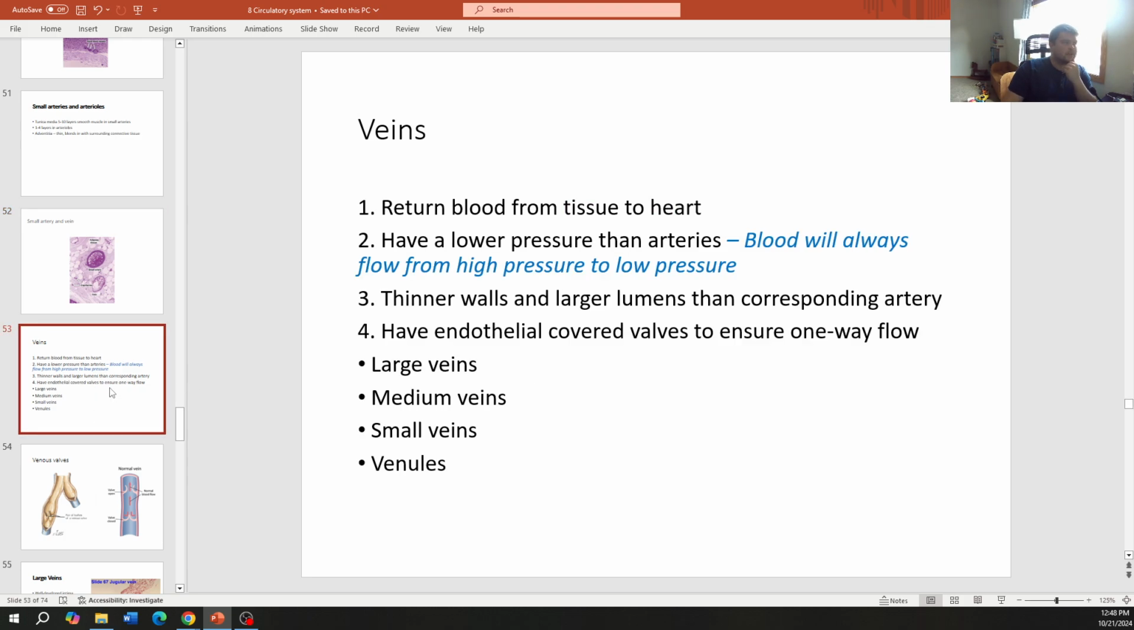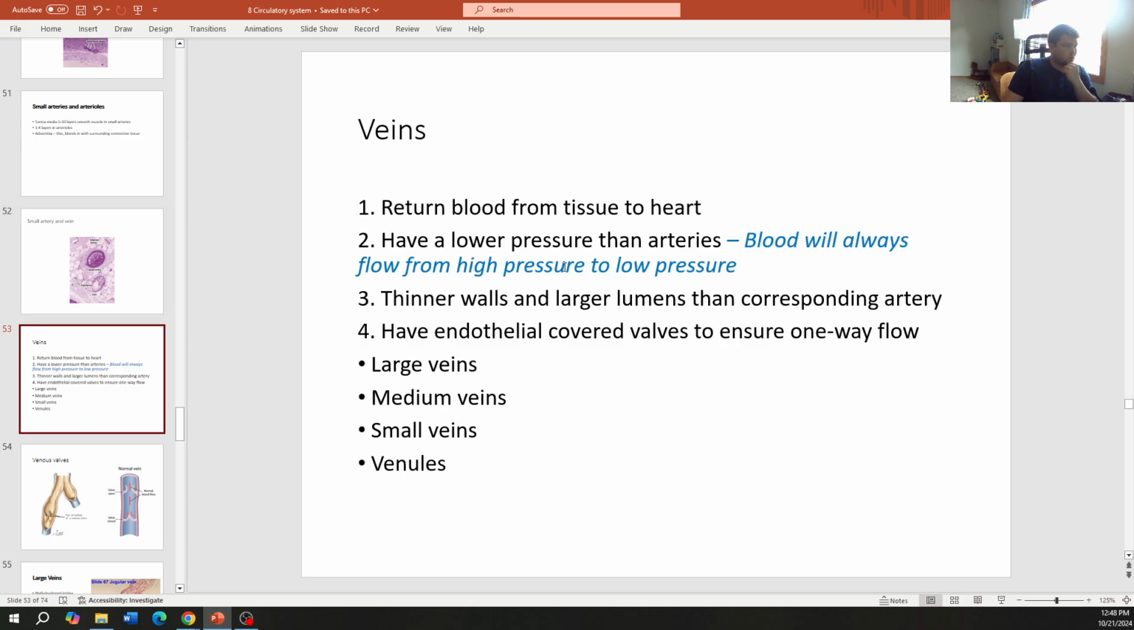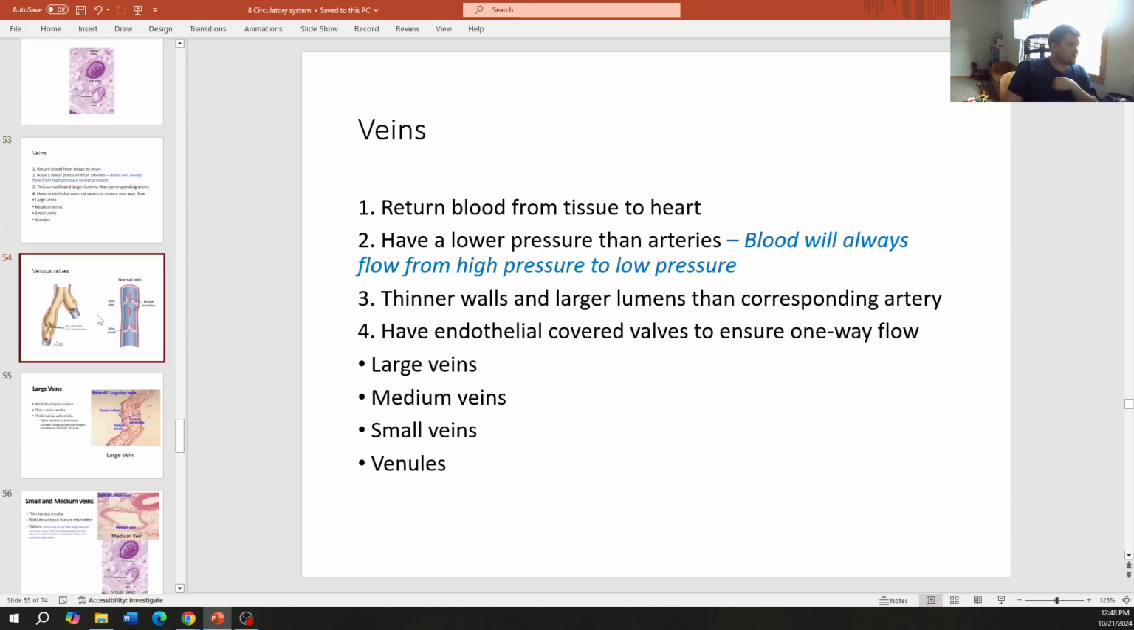Now talking about the veins. Veins return blood from the tissue to the heart. They have a lower pressure than the arteries. They have thinner walls, larger lumens. Lumen just refers to the hollow space inside. Overall, they have larger lumens than corresponding arteries. They have endothelial covered valves to ensure one-way flow. And then again, we see a large, medium, small, and then venules.